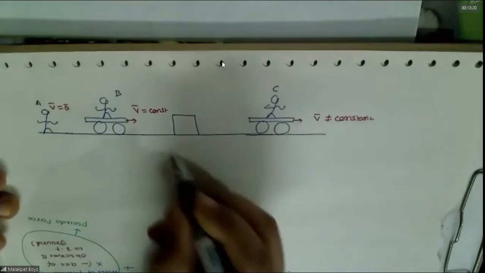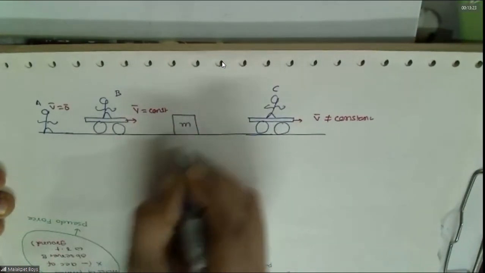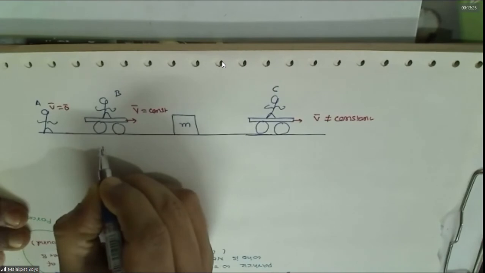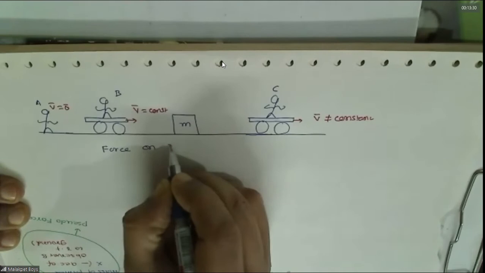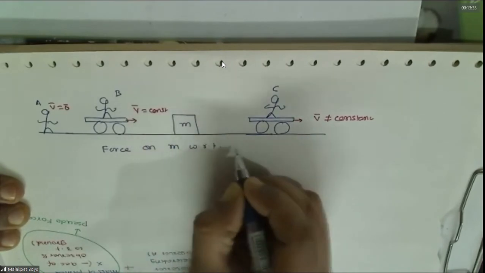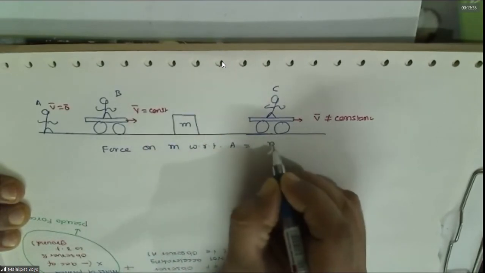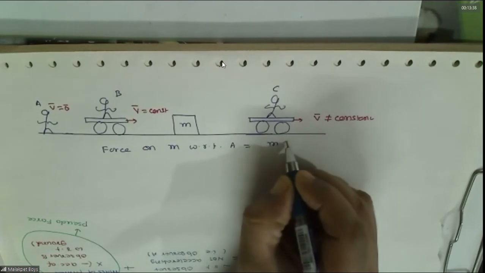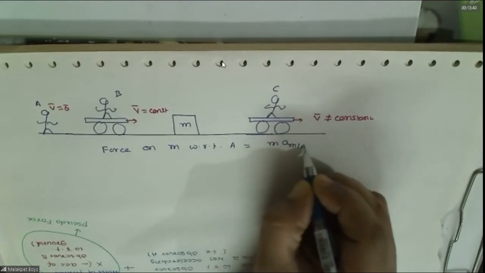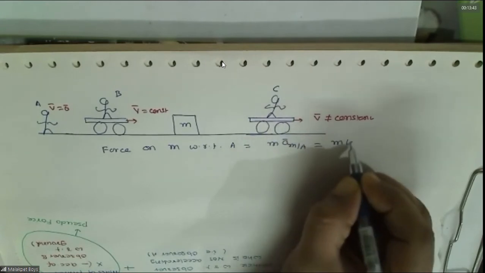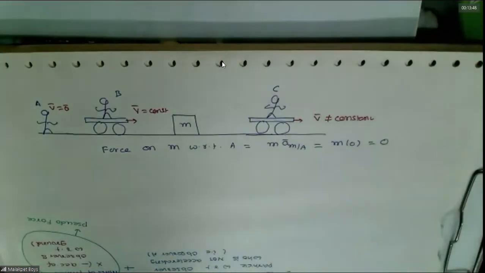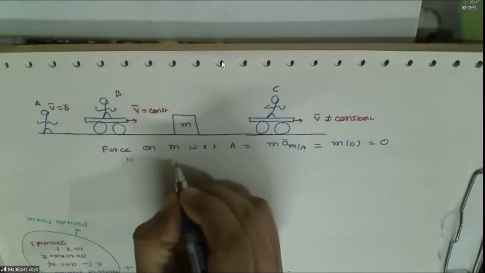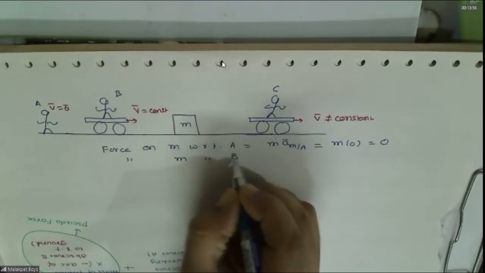Okay, now you can see that suppose here force on M is mass into acceleration of M with respect to whom? A. A is seeing that. Followed this or not? Clear, sir. Next, force on M with respect to B.